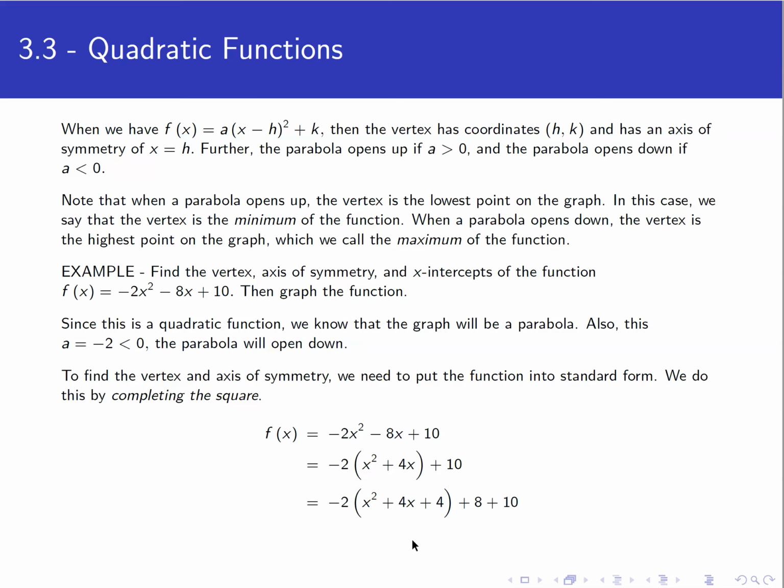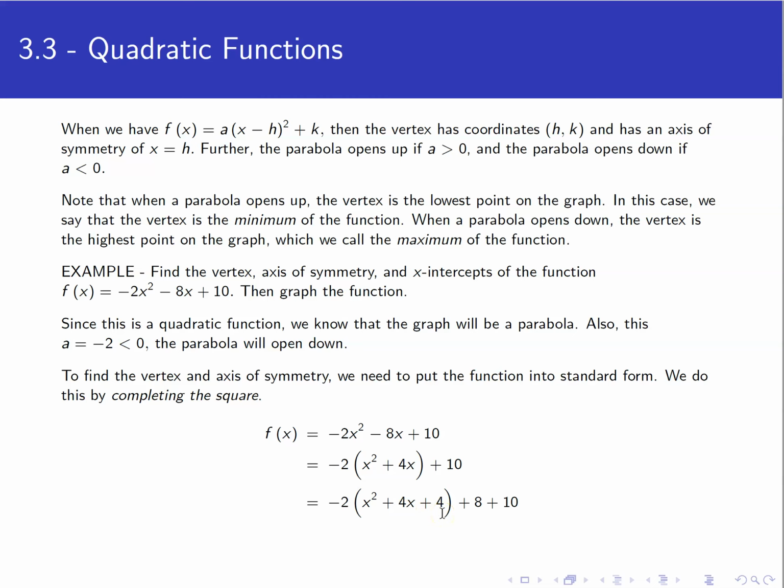Here's how you complete the square. I want to be able to factor this expression as a perfect binomial square. In order to do that, you take the coefficient that's on the x, which in this case is a 4. You divide that in half. 4 divided by 2 is 2. And then you square it. 2 squared is 4. So that's where this plus 4 is coming from. Again, half the coefficient and square it.